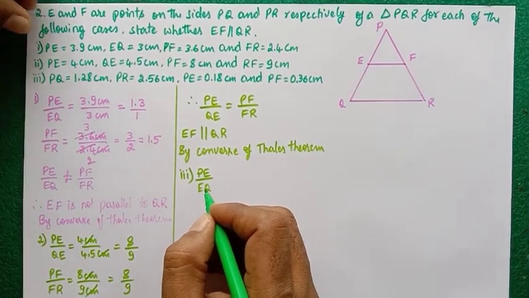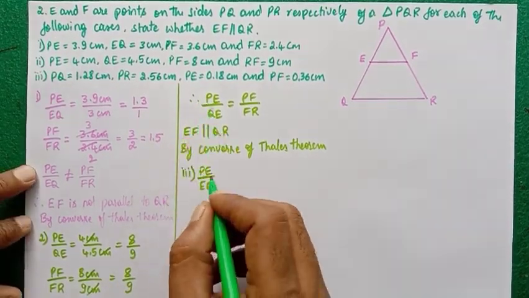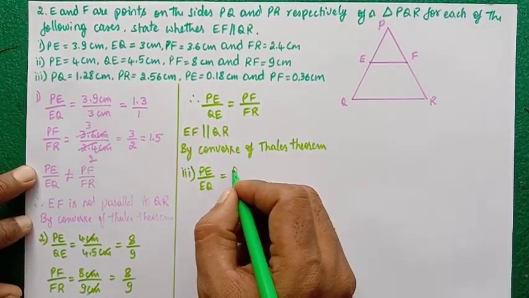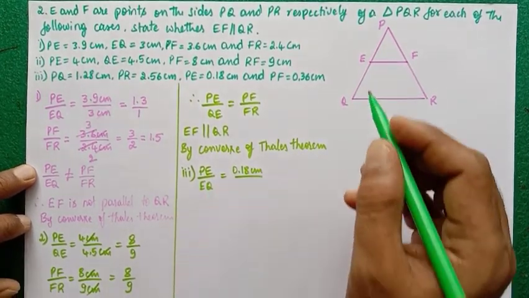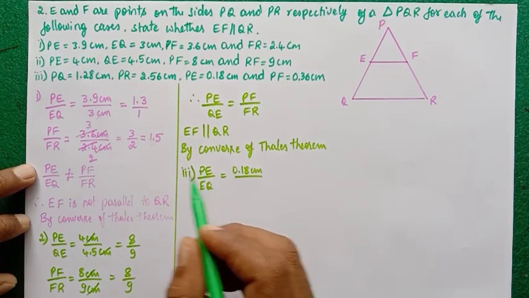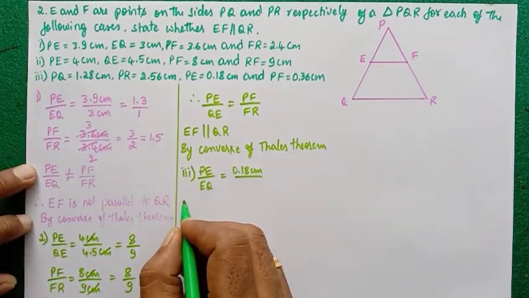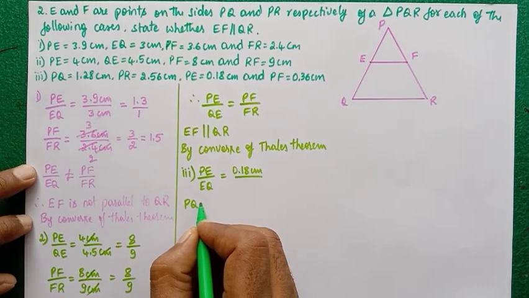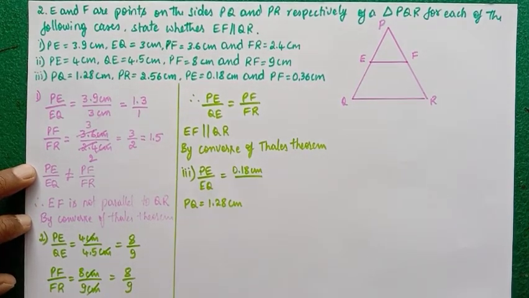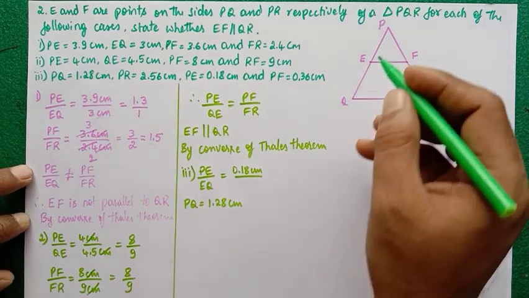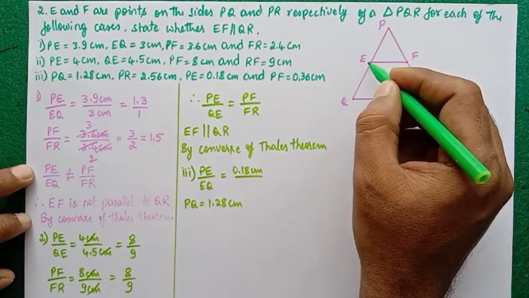But here PE is given. PE is equal to 0.18 centimeter. It is given. EQ is not given, but PQ is given. PQ is equal to 1.28 centimeter. So we want to calculate EQ.